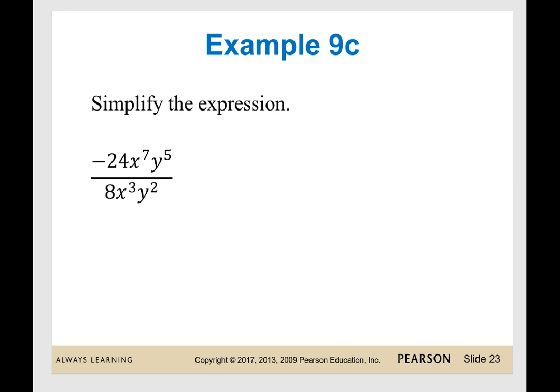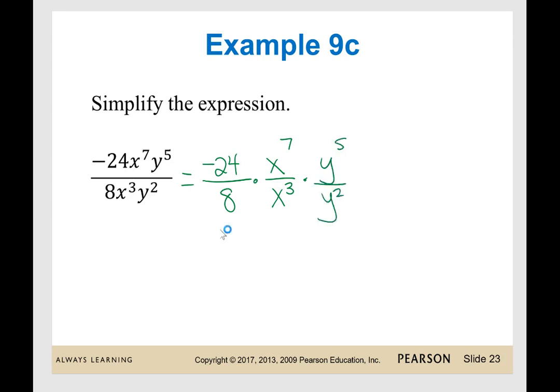All right, so here's one almost identical to that last one. So if you'd like to, press pause, give this one a try. All right, so again, I'm going to break this one up the same way. I'm going to look at those coefficients first, and then I'm going to look at the x's, and then I'm going to look at the y's.